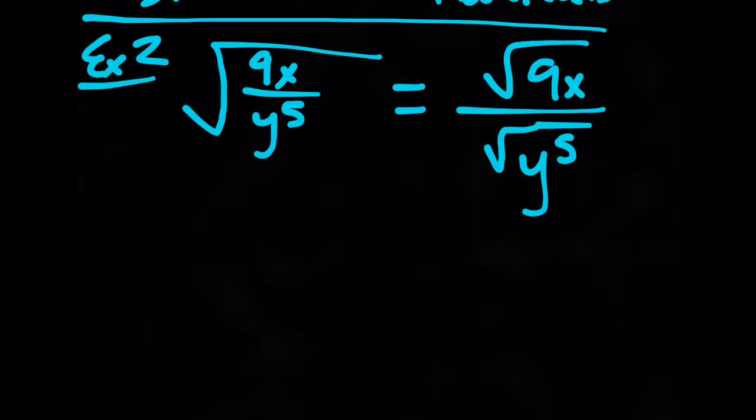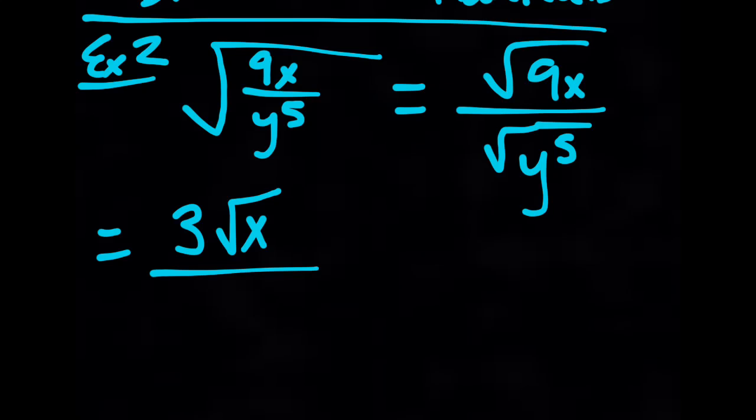So on the top, I want to look at the number first. Can I take the square root of 9? Oh, yeah, 3. So on the top, I've got 3. Can I take the square root of x? No, there's not anything bigger than it. It's just x to the first. So it's just x. I can't pull anything out of that square root. So the top part's done.